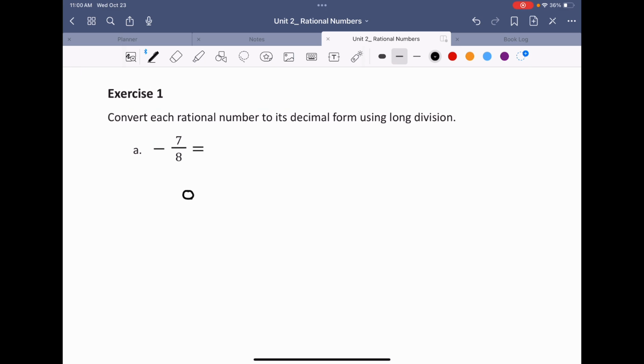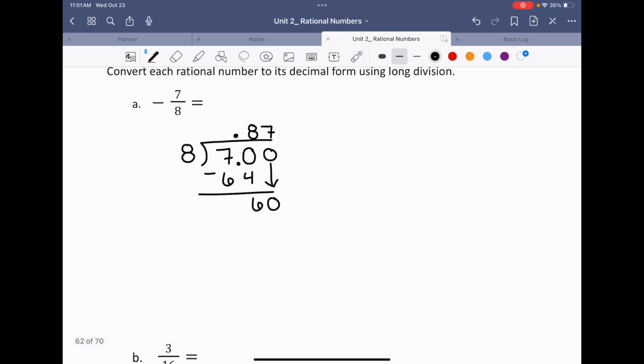So I'm going to push this over. 8 and 7. 8 does not go into 7. So I'm going to add a decimal. 8 goes into 70. 8 times 8 is 64. When I subtract them, I have 6 left over, and I'm going to bring a 0 down. 8 goes into 60 7 times, so not evenly. 7 times 8 is 56. Subtract them. I get 4, bring down another 0.